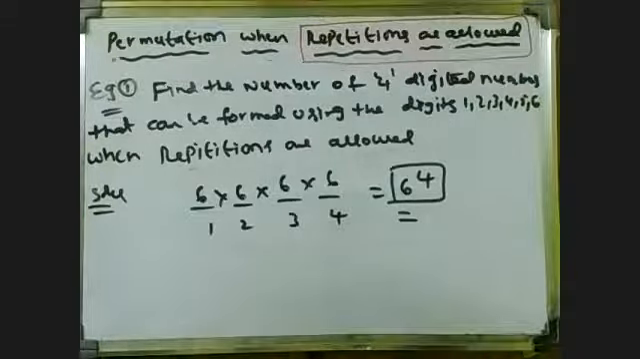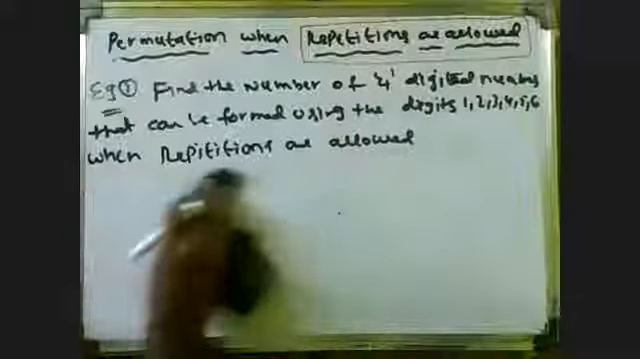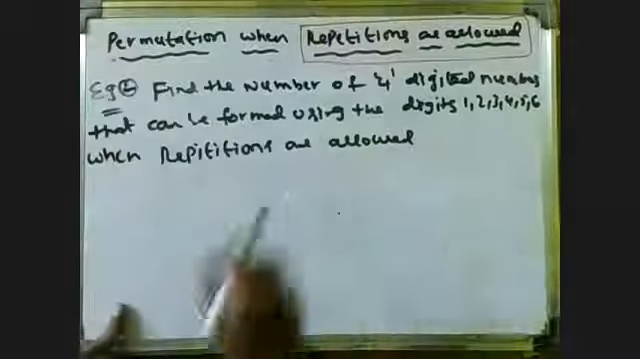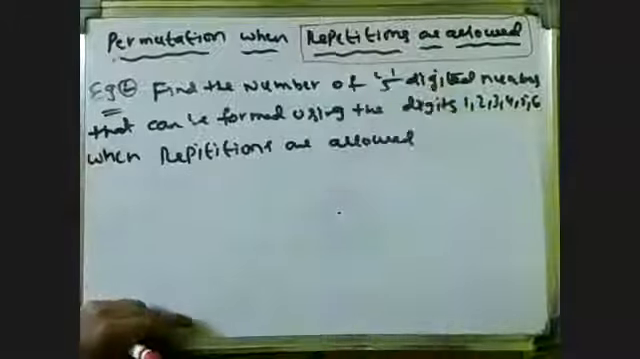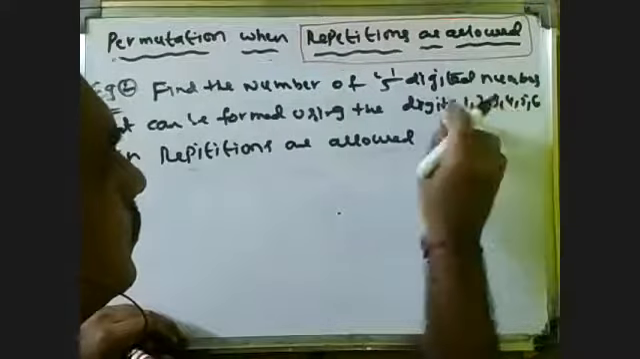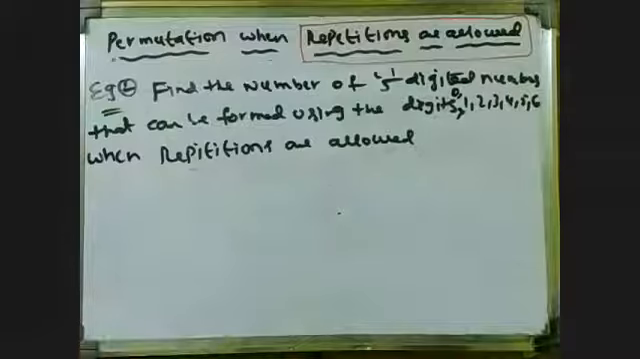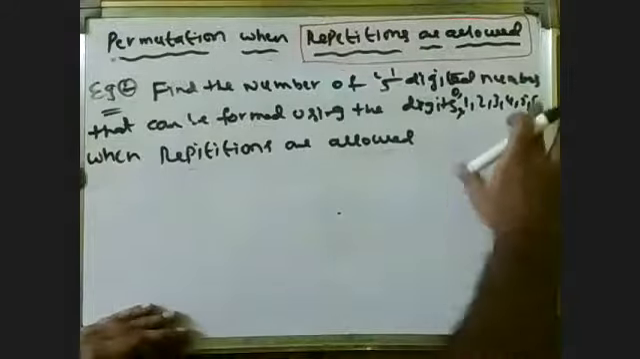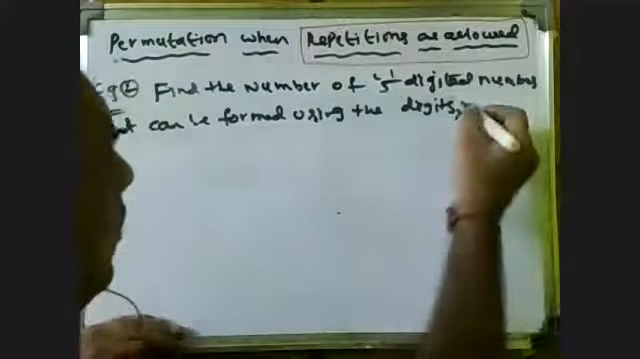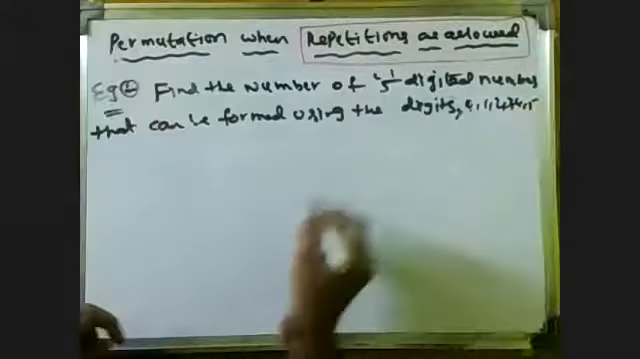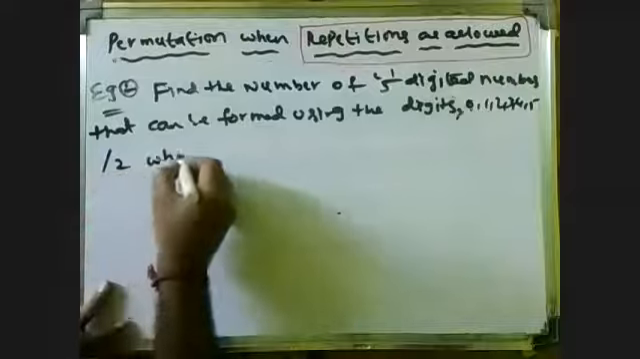Next one. Example 2. Find the number of five-digit numbers that can be formed using the digits 0, 1, 2, 3, 4, 5, which are divisible by 2 when repetitions are allowed.